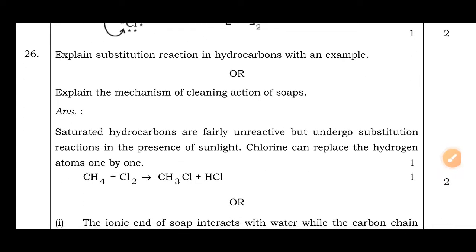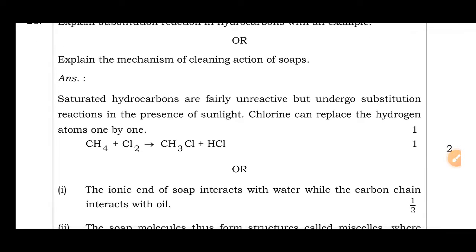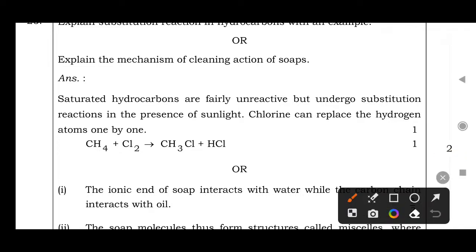Explain question number 26. Explain the substitution reaction in hydrocarbons with an example. See, saturated hydrocarbons are fairly unreactive but undergo a substitution reaction in the presence of sunlight. Chlorine can replace the hydrogen atoms one by one. So chlorine Cl2 reacts with methane CH4, and what does it give? Chloromethane, and another byproduct, hydrochloric acid.